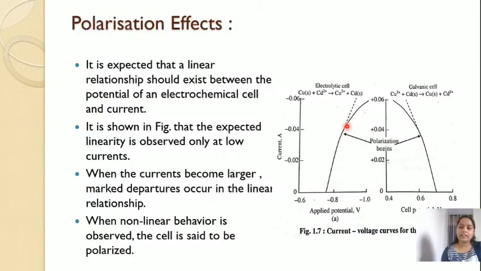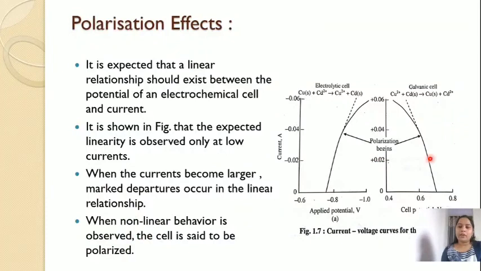At higher current, linearity is not observed. When the current becomes larger, a marked departure occurs in the linear relationship. And when non-linear behavior is observed, the cell is said to be polarized.